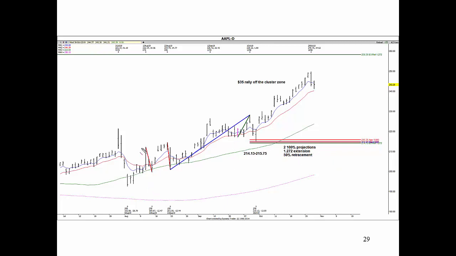But what we had here in Apple was a prior decline of 12.47, another decline of 13.44, and we projected both of those from that high. It also just happened to overlap a 50% retracement of this swing and a 1.272 extension of this low to this high. Okay, so it gave you a cluster of 214.13 to 215.75. Actual low was made at 215.13. It triggered entries on the 15-minute chart, 30-minute chart, and all that good stuff. And the rally off of, again, a cluster here was just about $35.